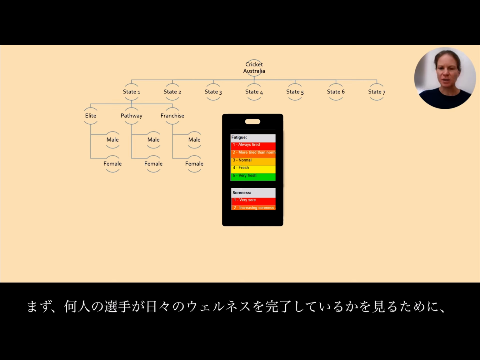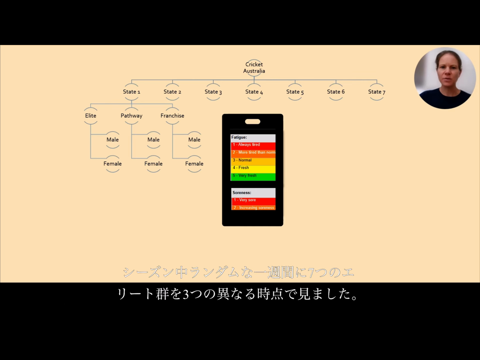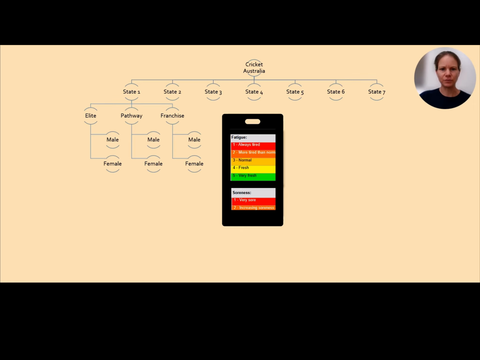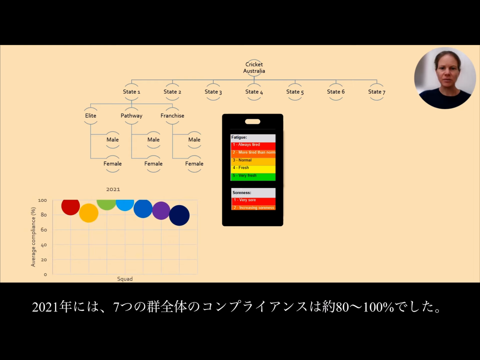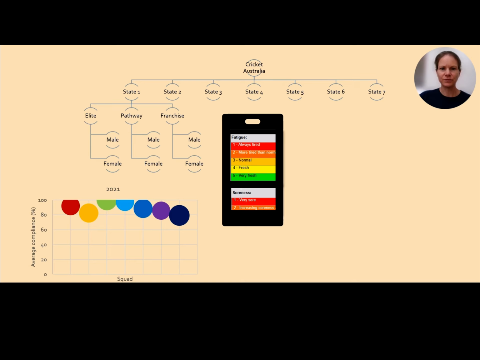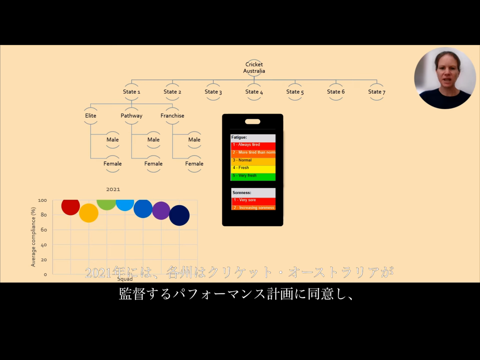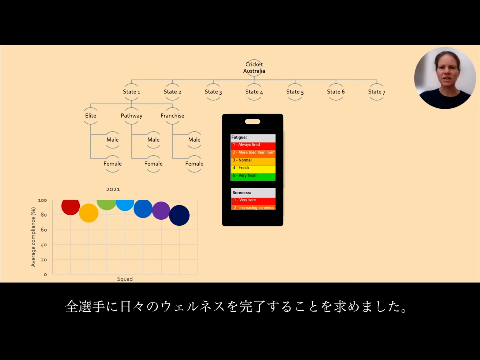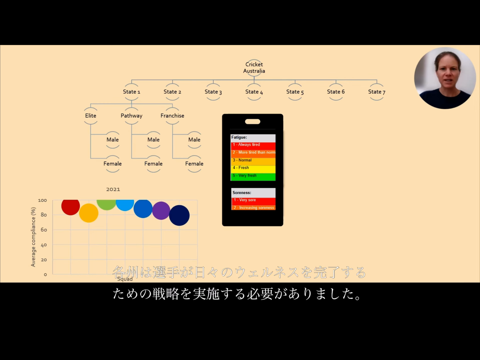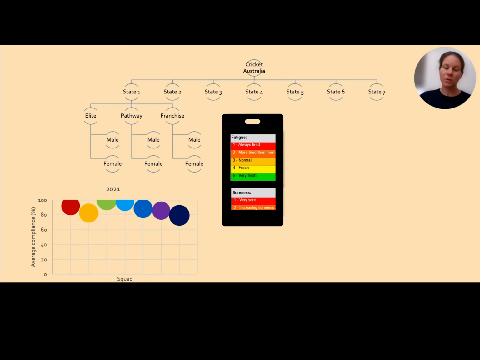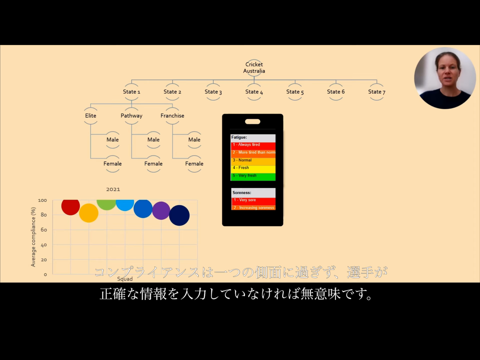First, to look at how many players are completing their daily wellness, I looked at a random week mid-season across 7 elite squads at 2 different points in time. In 2021, the compliance across 7 squads was about 80 to 100%. So in 2021, the states agreed to a performance plan overseen by Cricket Australia, which required all players to complete their daily wellness. States had to implement strategies to ensure players completed their daily wellness. Compliance is only one aspect and is useless if players aren't entering accurate information.